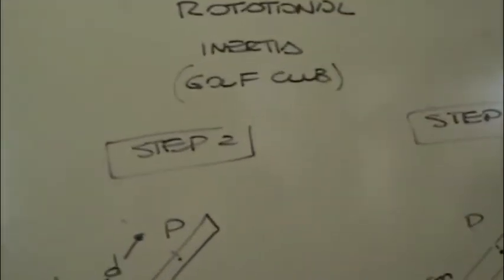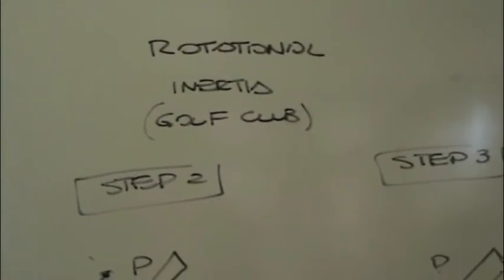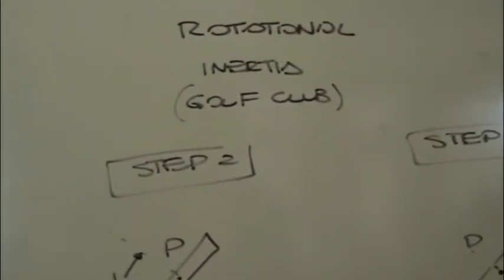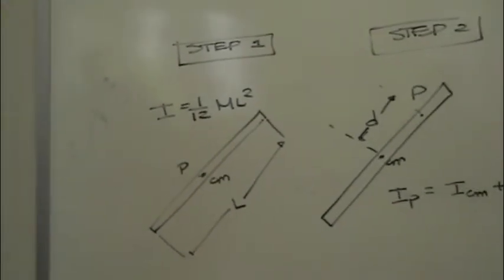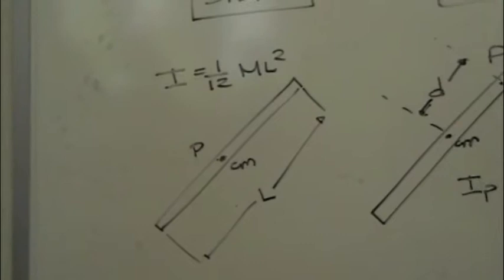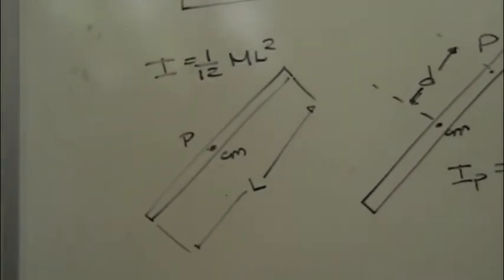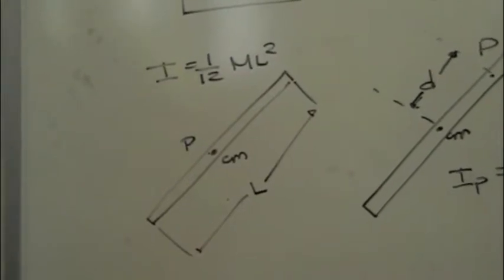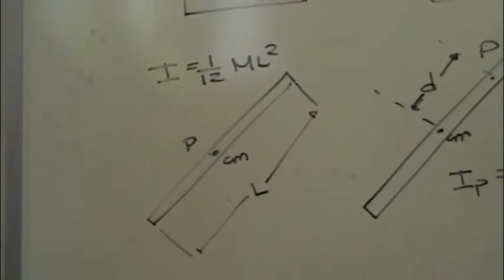In this video, I'm going to talk about the steps you need to perform to calculate the rotational inertia of the golf club for the golf club lab. Step 1. In step 1, we have the rotational inertia of a thin rod, which is 1/12 ml squared. And as you can see here, the center of mass and the pivot point P coincide. Again, remember the acronym for a thin rod. You think of a ruler as 12 inches long, 1/12 ml squared.